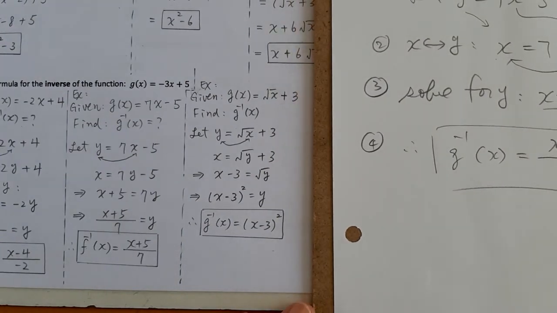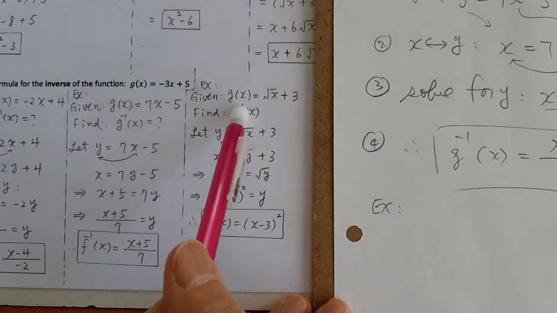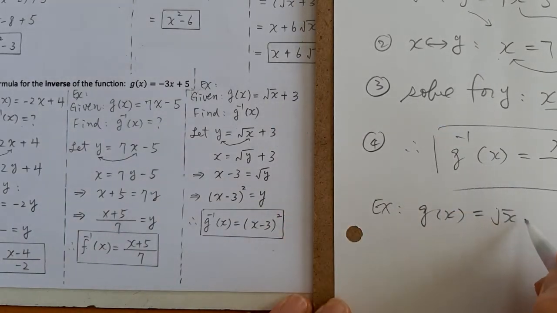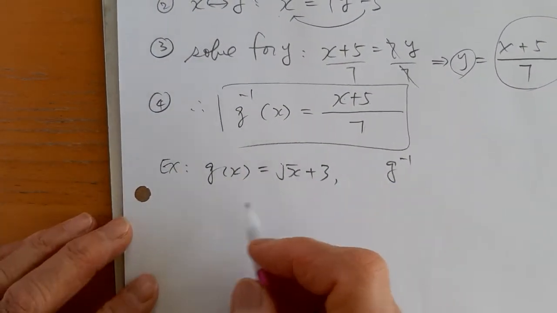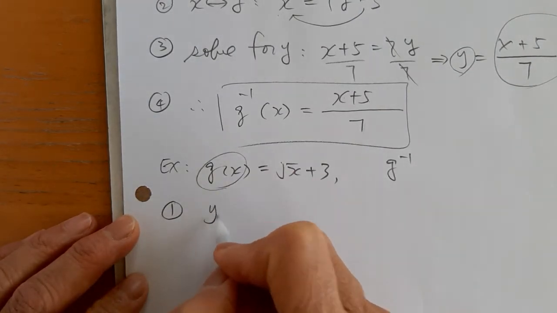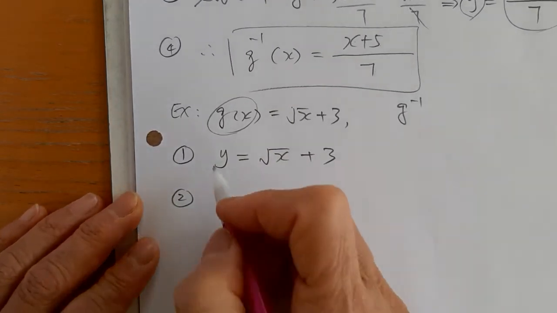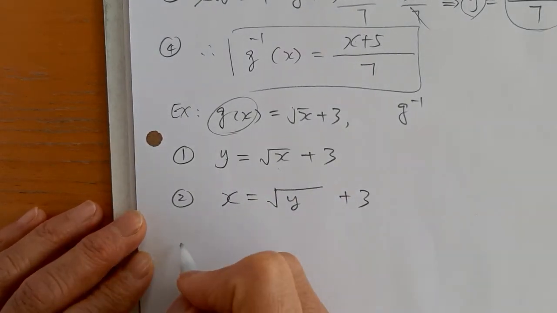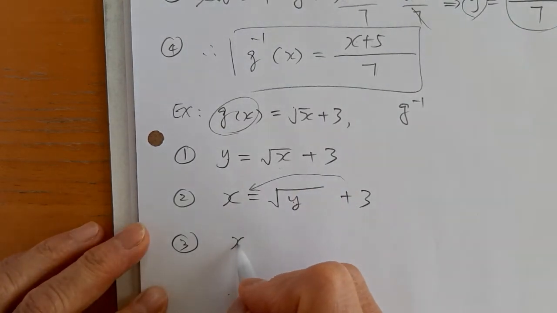Let's do another example for inverse function. Let g of x equal the square root of x plus 3, and figure out g inverse. Find g inverse. First step, change g of x to y: y equals the square root of x plus 3. Second step, change y to x and x to y. Third step, solve for y. You minus 3 on both sides.